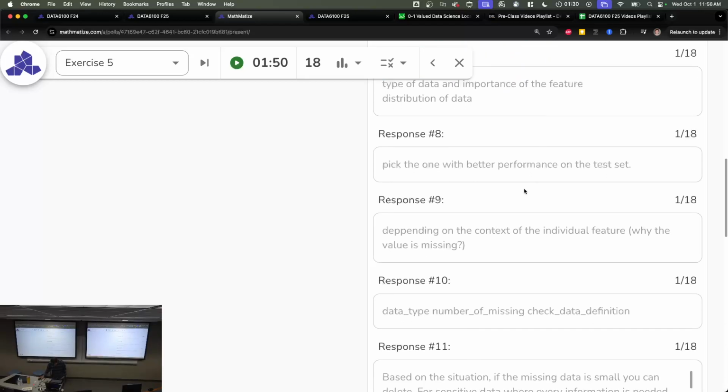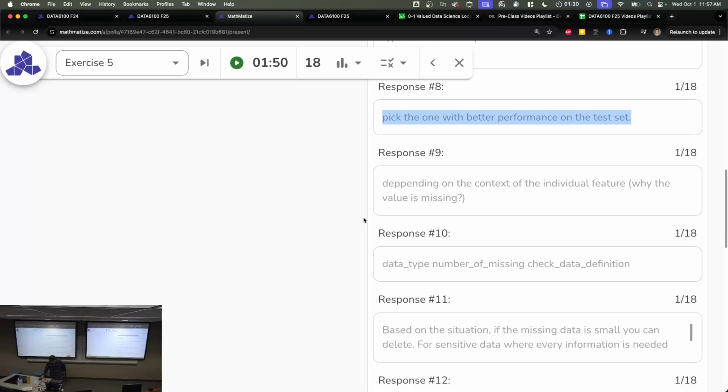Okay, very good. All right, this one I like a lot. This has a very specific thing. Pick the one with better performance on the test set. And this mentions explicitly the test set. This is one way, anytime you need to make a decision, you can see how would the decision I'm making affect our error on the test set? And that is one way you can decide what is better or worse. So using the test set is a great answer to this question.